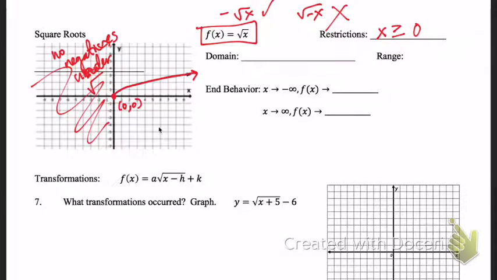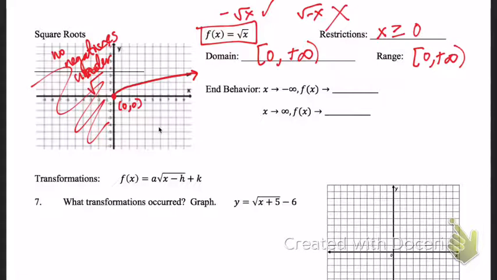So what would my domain be in this? Where does it start? What x value? 0. So bracket 0 to positive infinity. And then what about the range? Where does it start? It also starts at 0 to positive infinity.